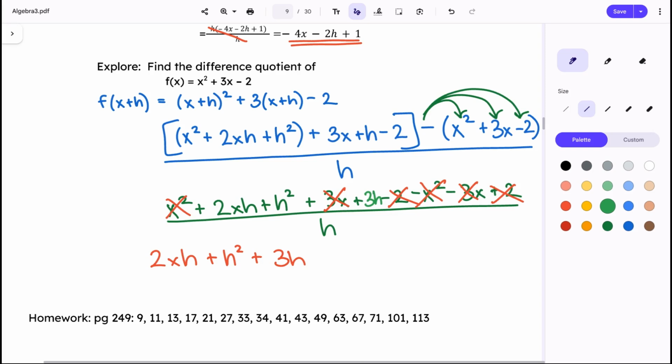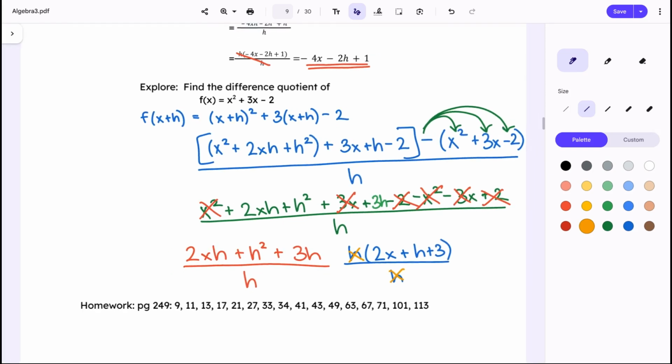Okay, all over h. Then we can factor out an h. And that's still all over h, and then eventually they cancel off too. And so you're left with just the 2x plus h plus 3. So it's a little bit of a mess there. It's not hard math. I mean, you just got to keep track of all your things. But eventually stuff should start to cancel off. Okay?